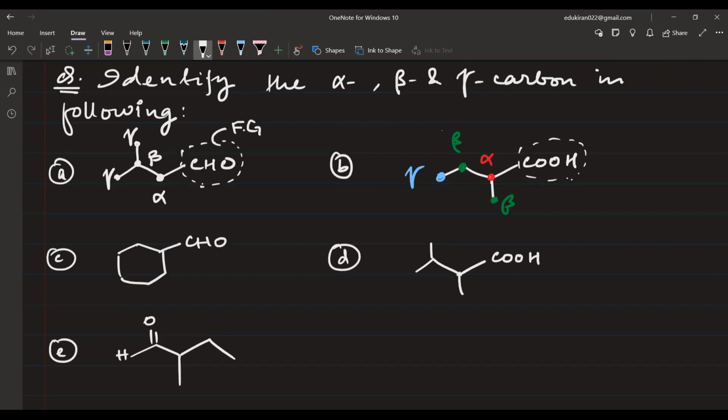Your answers are right, but please correct the structure. आपने इसको बहुत अजीब तरीके से बनाया. You have drawn it like this. It suggests that there is a carbon atom here also. Okay. So please draw it correctly, like this. Otherwise, your answers are correct. Very good.